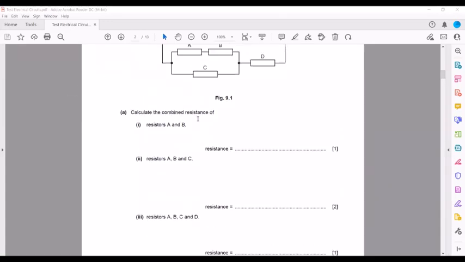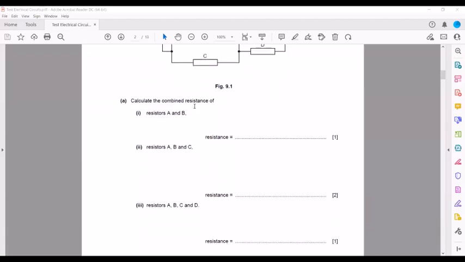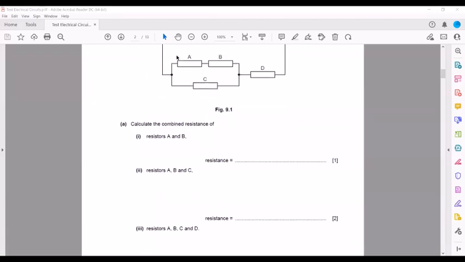And for resistors A, B, C, D, the combined resistance of this whole part is 4 ohm, which we worked out, and this one is 6. So what is the combined resistance now? Instead of A, B, and C, we have a combined resistance of 4 ohm, and this one is 6 ohm. So 4 plus 6, or 6 plus 4, that is equal to 10. So the combined resistance is 10.